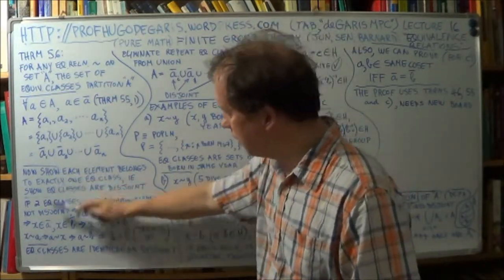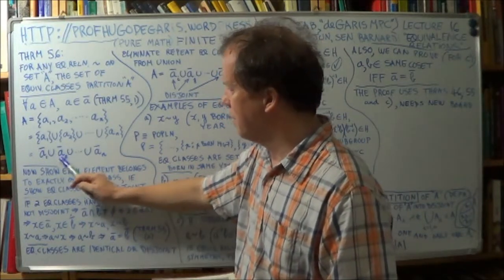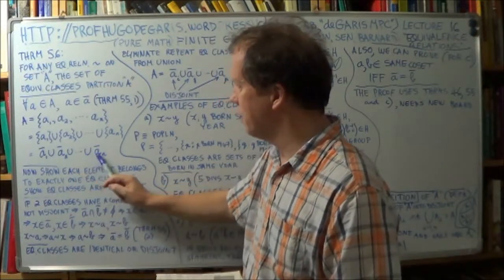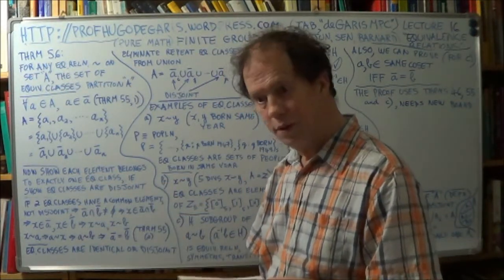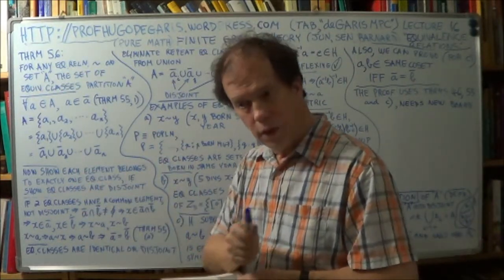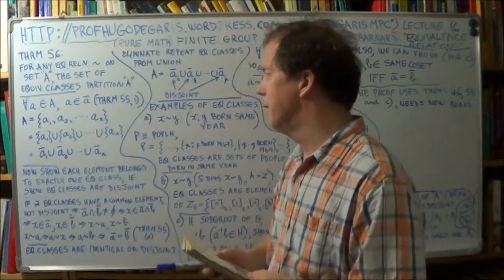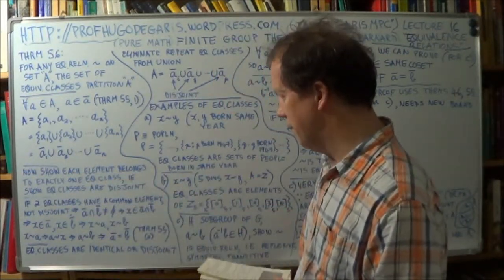All right. So next step is to try to show that these residue classes are disjoint. So in other words, they're either identical or disjoint. So that's what's being said here. Okay.